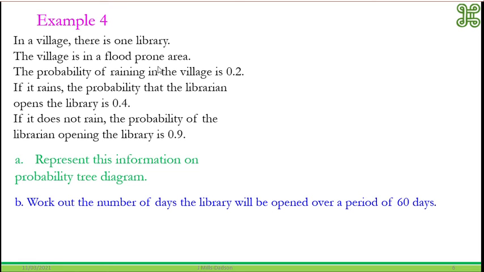Now, you have to understand that the library will be dependent on whether it's raining or not raining. So it's best to start with the option of raining and not raining. So we have the option of raining. What's the probability of raining in the village? We have 0.2. Then what is the probability that it will not rain? The opposite is 0.8.